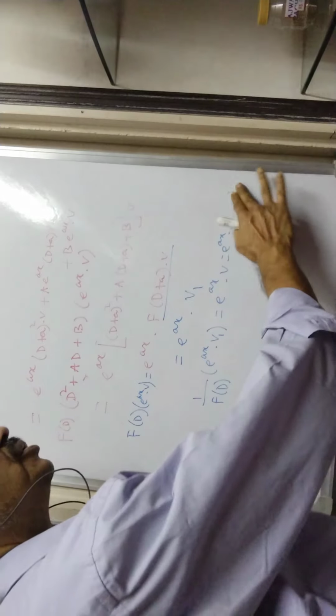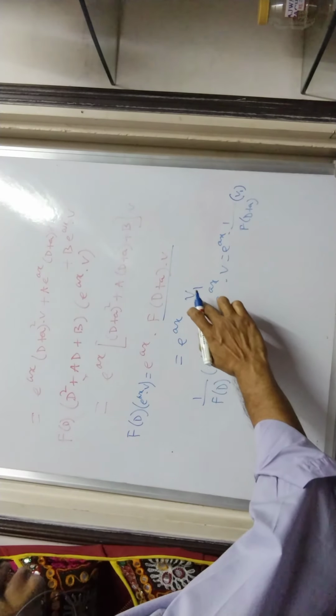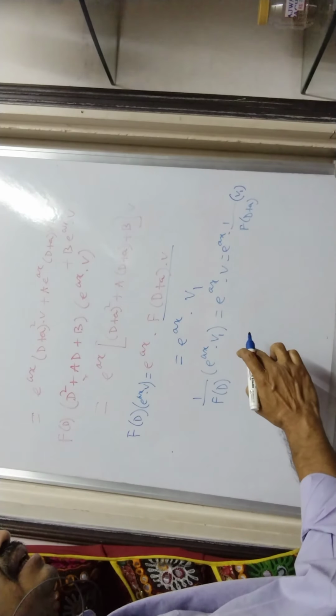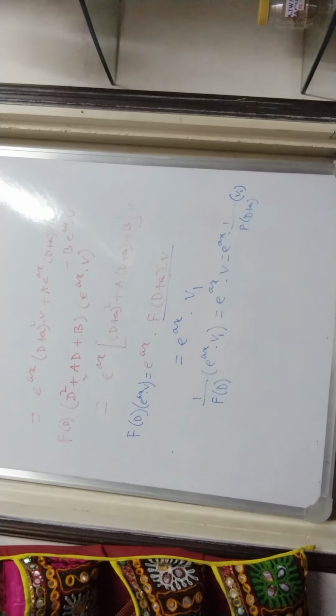So 1 by f of (d plus a) operated on v1 is nothing but v. So we have this relation, and v is a function of x, so v1 is also another function of x.